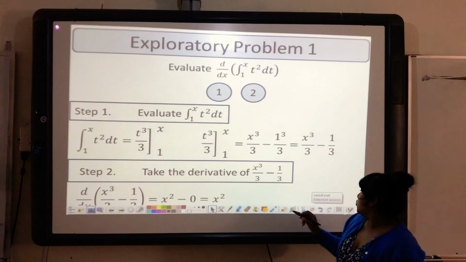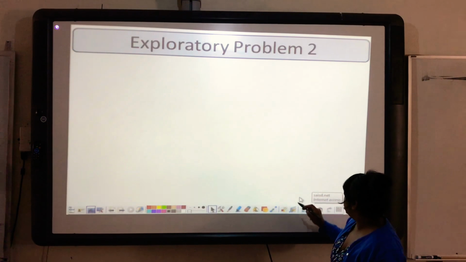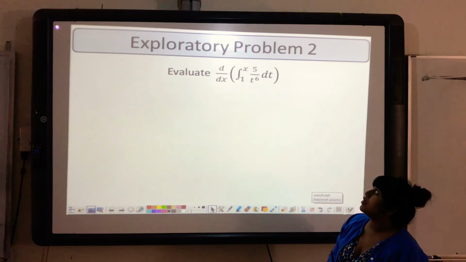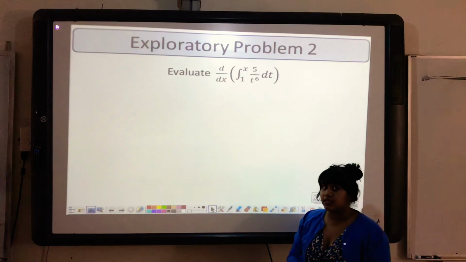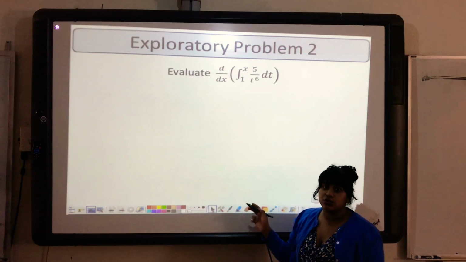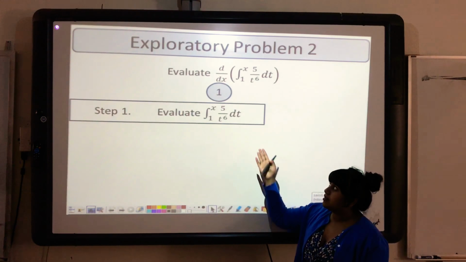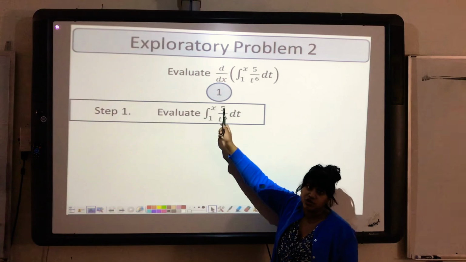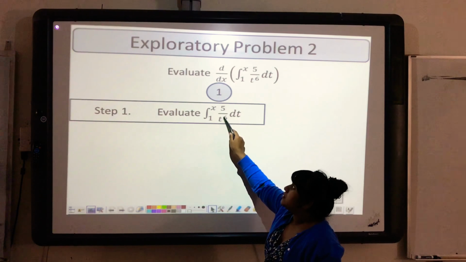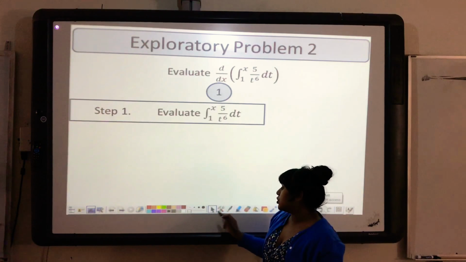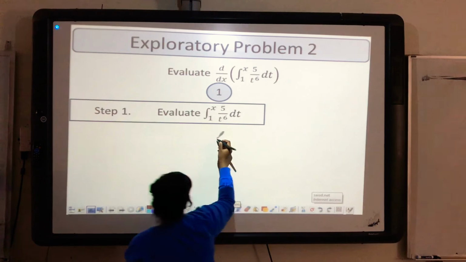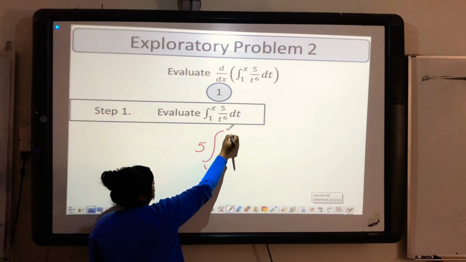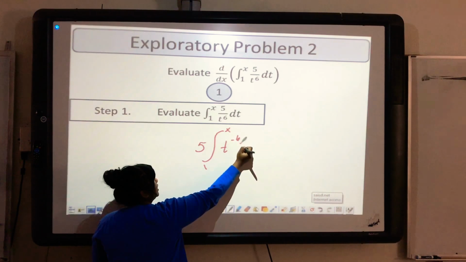Okay, let's do one more exploratory problem. Let's take the derivative of the definite integral from 1 to x of 5 over t to the 6th dt. So first things first, let's do the integral. So we'll evaluate the definite integral. First of all, this 5 can come out. We can just leave that. That means it'll just come down. And this t to the 6th on the bottom is actually going to turn into 5 times the definite integral from 1 to x of t to the negative 6 dt.